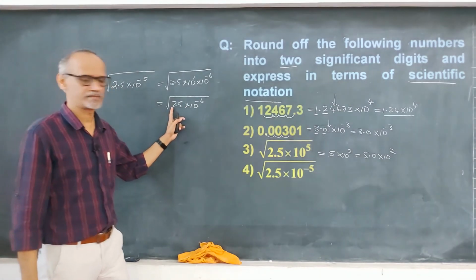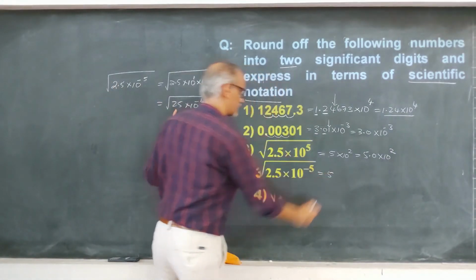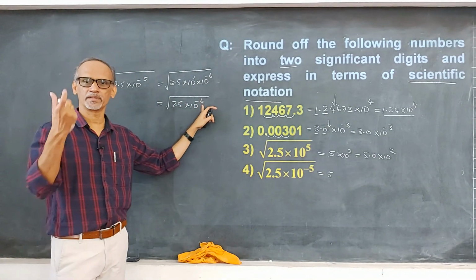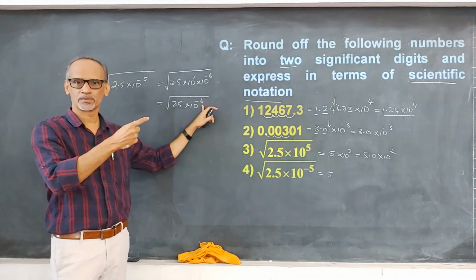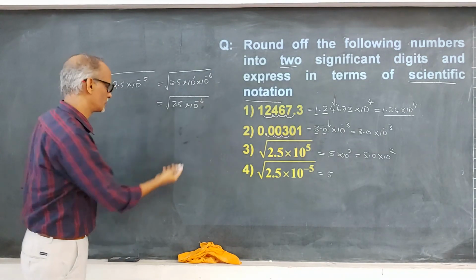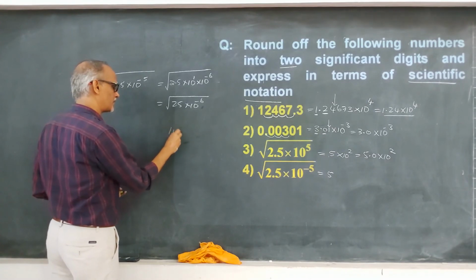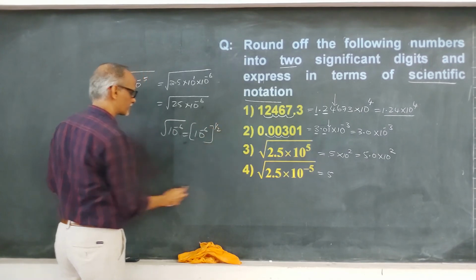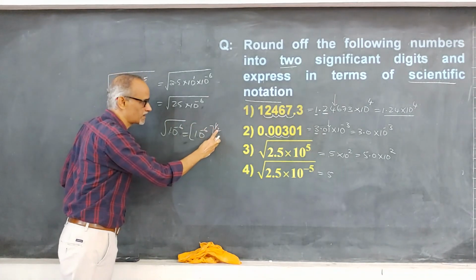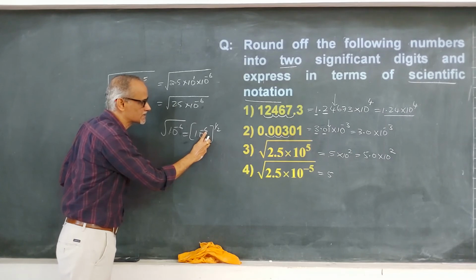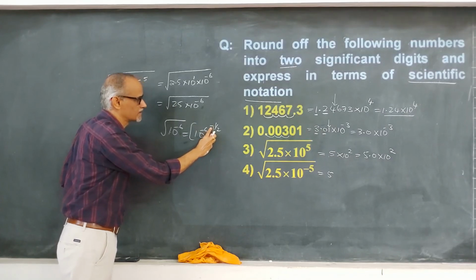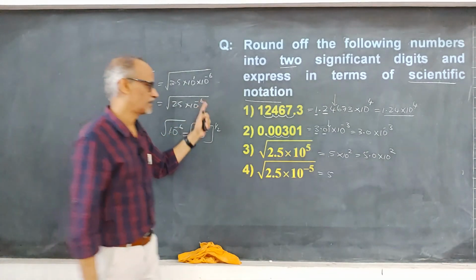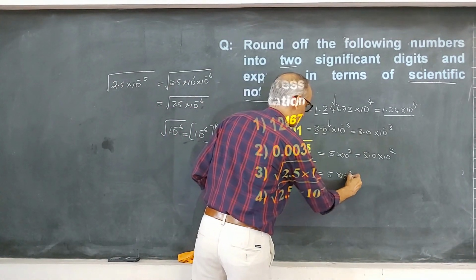Square root of 25 is 5. Square root of 10 to the power minus 6, I have told you, whenever the number is even, when you take the square root you will get exactly half. You know why? Because square root means to the power half. And minus 6 into half is nothing but 10 to the power minus 3, right? So that's why I've told you, write half of the power. So 5 into 10 to the power minus 3.